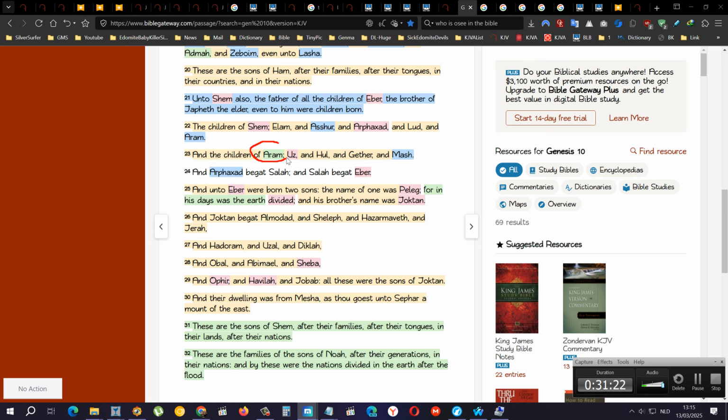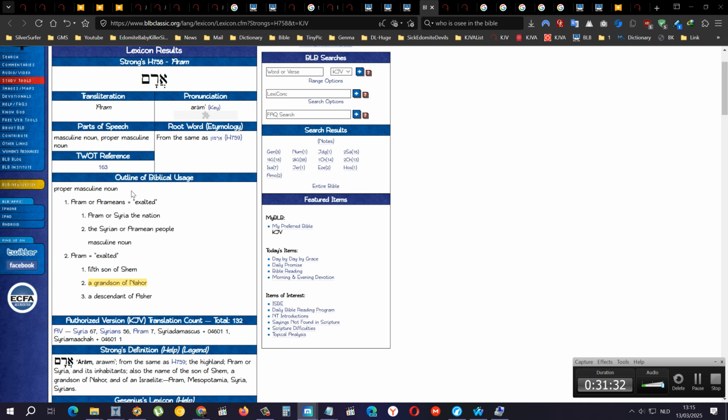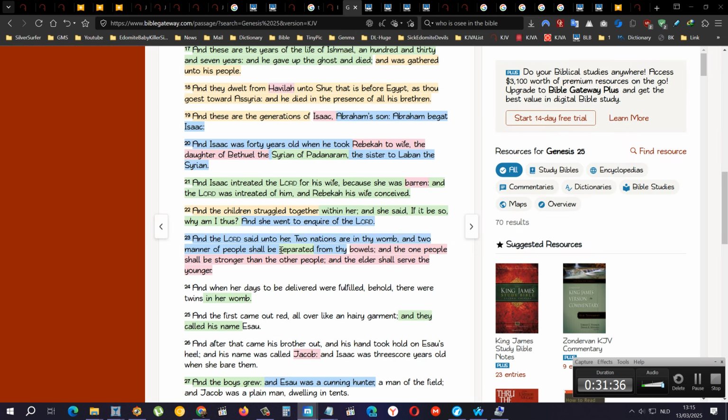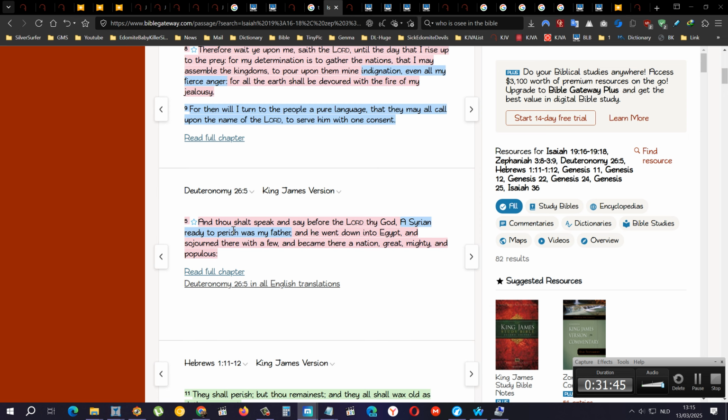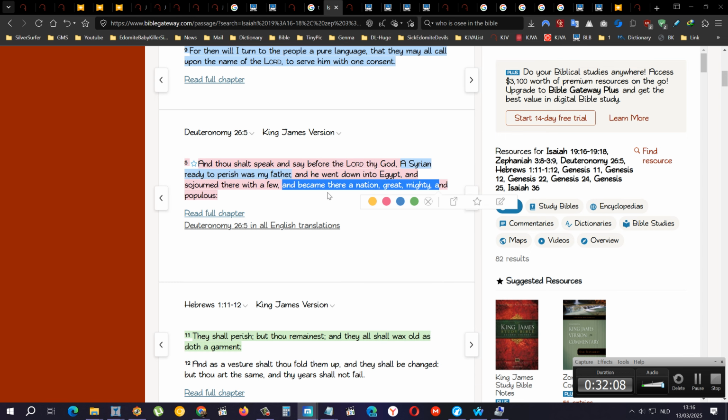Right, so he's not from this one over here. So when it says Bethuel the Syrian from Padan Aram, it's talking about the region. Same thing here with Abraham. Deuteronomy 26:5: And thou shalt speak and say before Yahuah thy power, a Syrian ready to perish was my father. Who is that? That's Abraham. And he went down into Egypt and sojourned there with a few, and became there a nation, great, mighty, and populous.